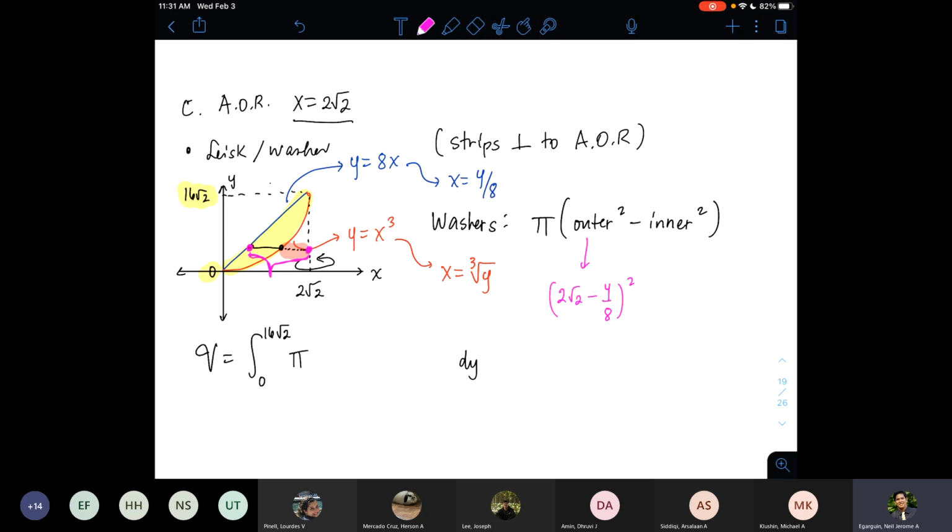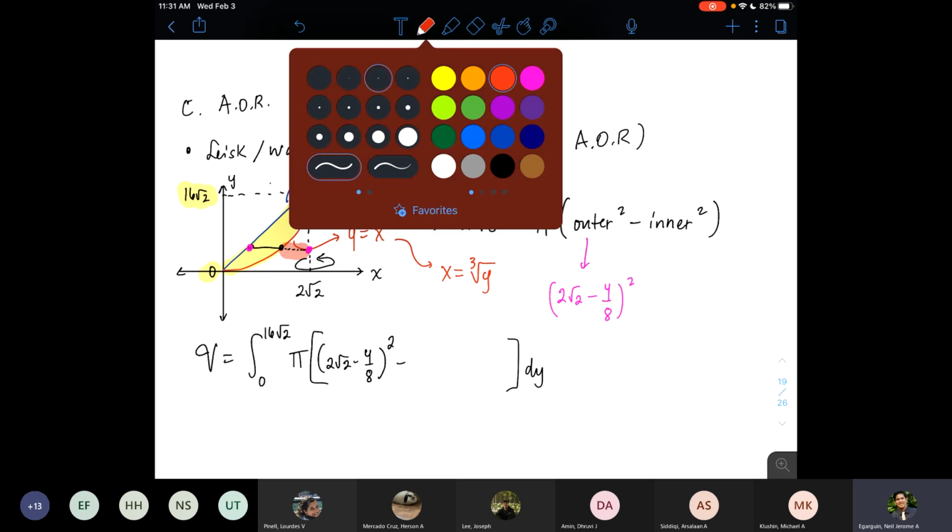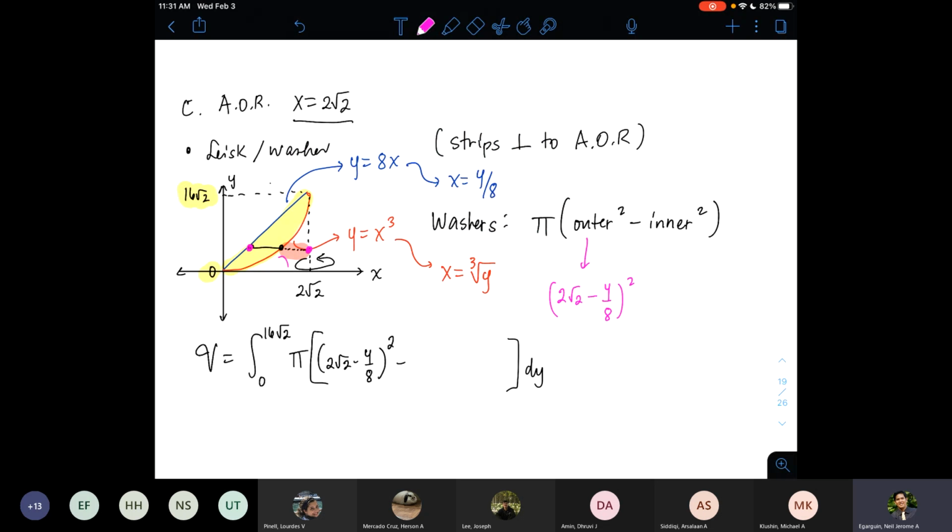Remember, again, I'm measuring the length of a horizontal strip. It should be right minus left, okay? So that's the outer radius. So let me put a big grouping symbol here, and then I'll copy that 2 root 2 minus y over 8 quantity squared. Minus the inner radius. What is the inner radius? Well, the inner radius is the length of the strip that is outside of the shaded region. So in this particular case, this is my inner radius.